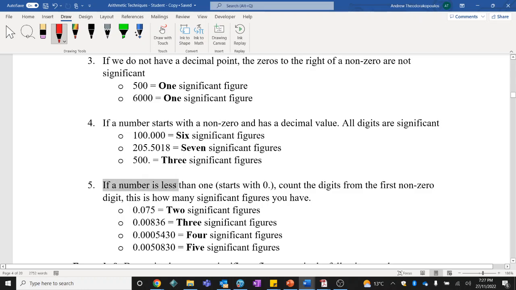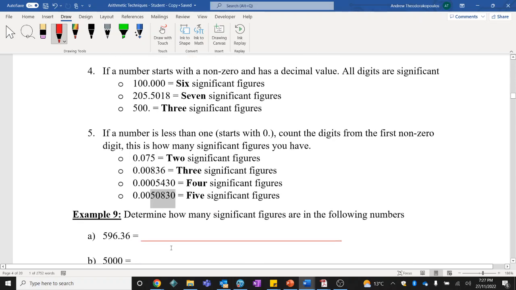If a number is less than 1, so it's basically a 0 point something, count the digits from the first non-zero digit. This is how many significant figures you have. Okay, this is a number less than 1. It's 0 point, 0 point, 0 point. Here we're going to count from our first non-zero. So we have 2 significant figures, 3 significant figures, 4 significant figures. Now that 0 counts. Okay, it's the trailing numbers after the first non-zero. And same with these 5.